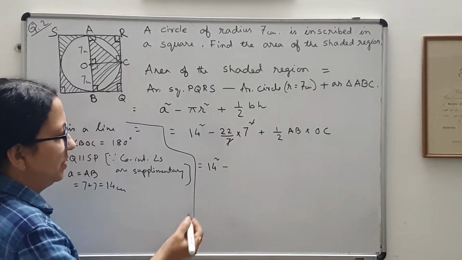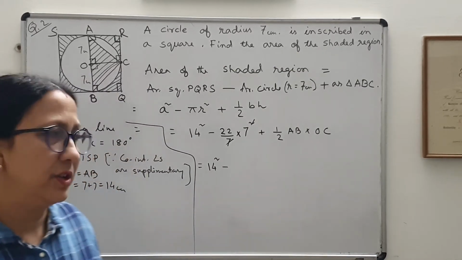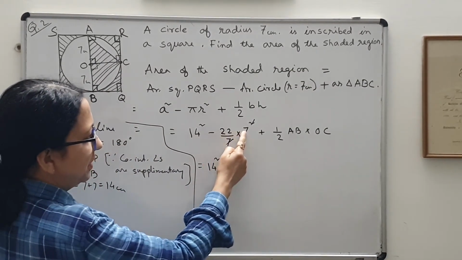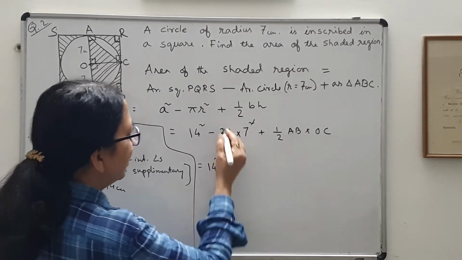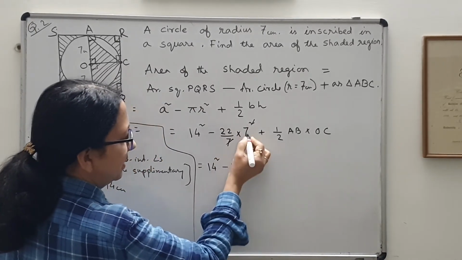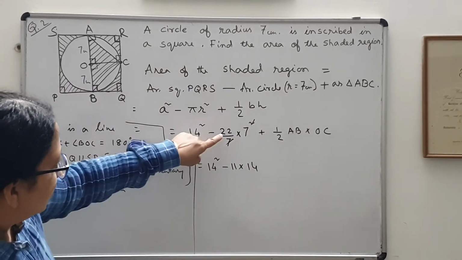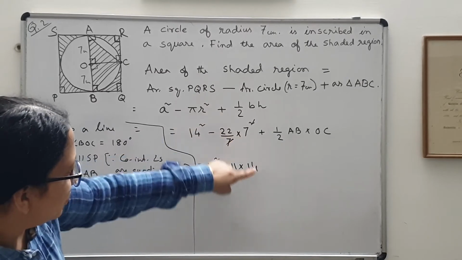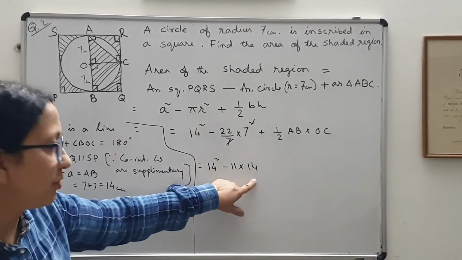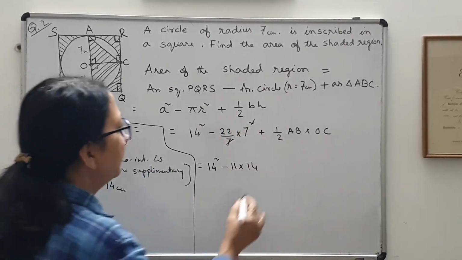Now what will I do? I always take common factors to make my calculation simpler. If I take out a 2 from 22, the 7 into 2 will be 14, so I keep 11 into 2. This 2 from 22 is multiplied with 7 to get 14, and 11 is left. Why have I done this? So that I can take 14 common and don't have to do this calculation separately. Just observe what I am doing.